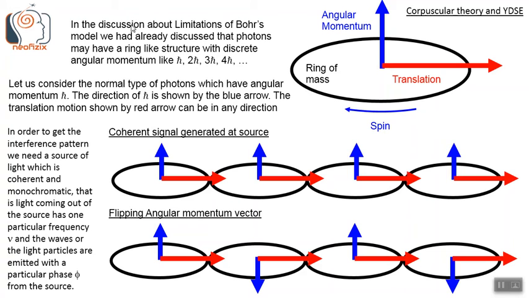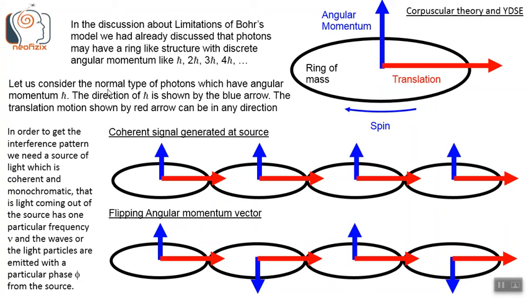So let us now look in more detail at the structure of light particles itself. In the discussion about limitations of Bohr's model, we had already discussed that the photons may have a ring-like structure with discrete angular momentum like h bar, 2h bar, 3h bar, and so on. So it will have discrete angular momentum, and because it is a ring which is rotating, it will have an angular momentum, but it is discrete.